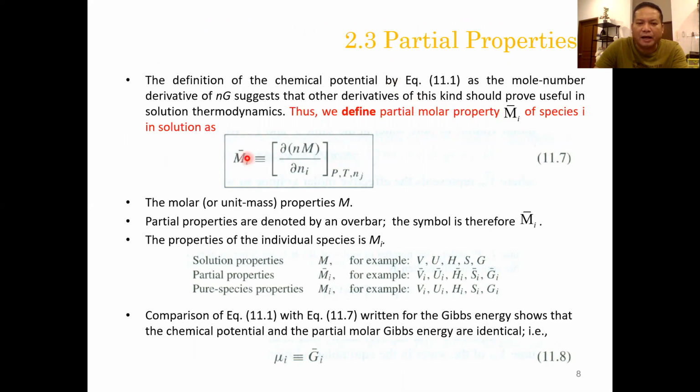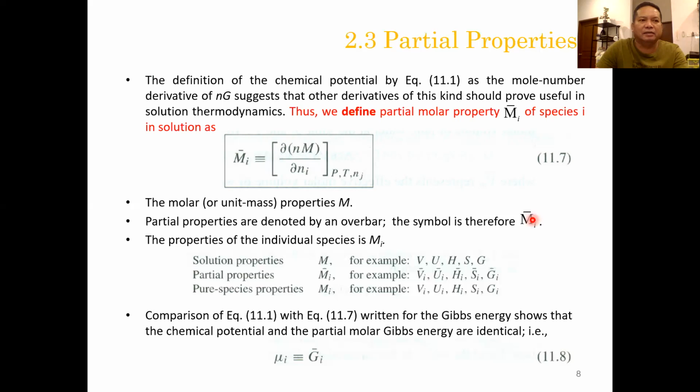M can be any other chemical thermodynamic property. This is evaluated at constant pressure, temperature, and number of moles of the other species. We are interested in one species, which is species i. For the molar property, M is the molar property, and the partial property is denoted by an overbar, so the symbol is M-bar i here. This is the partial property.